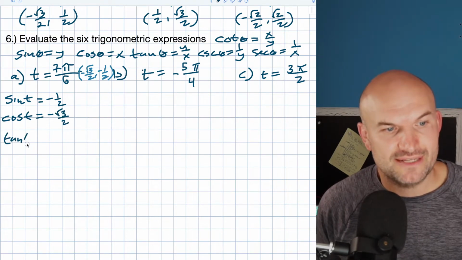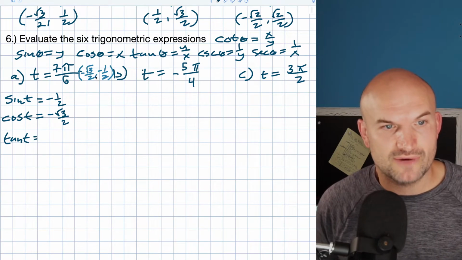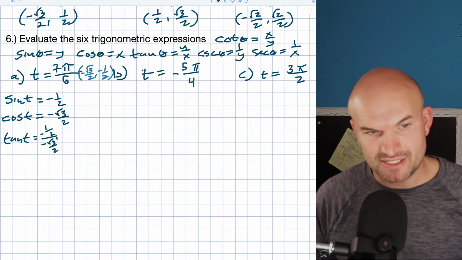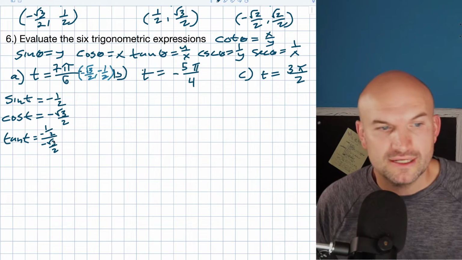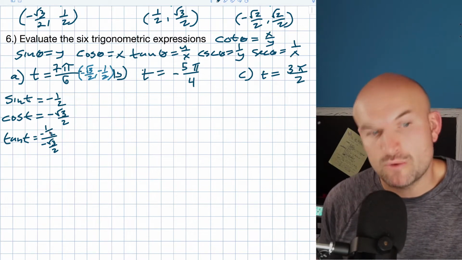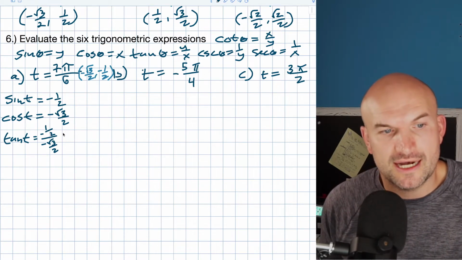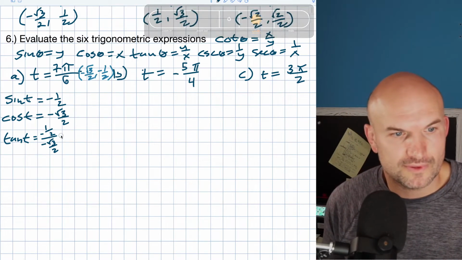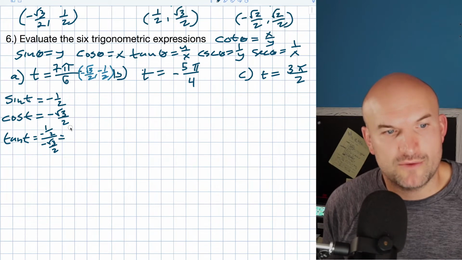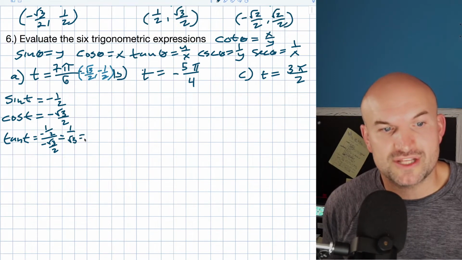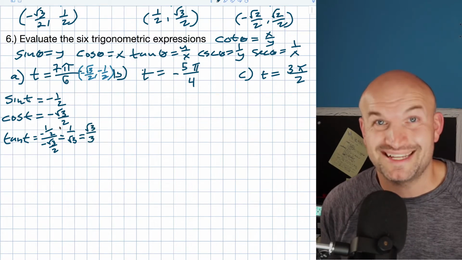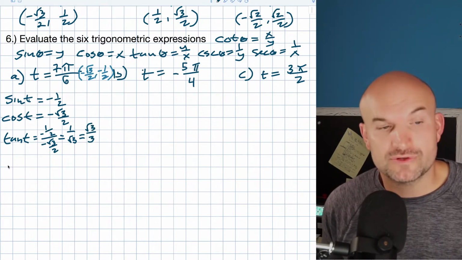And the tangent of t, now this one's going to be a little bit more work. That's going to be y over x. So that's a negative 1/2 divided by negative square root of 3 over 2. The negatives go to positive, and the 2's divide out. So I'm left with a 1 over square root of 3, which you can rationalize the denominator by multiplying a square root of 3 on the top and bottom. That's going to give you square root of 3 over 3. Again, that's a positive. Now let's go through the reciprocal functions.